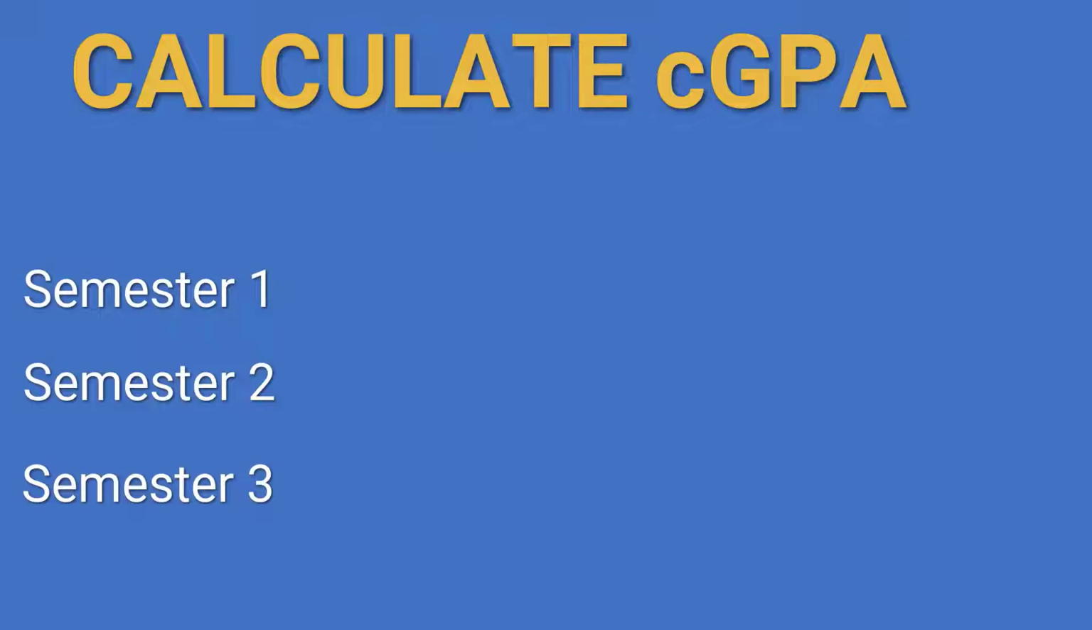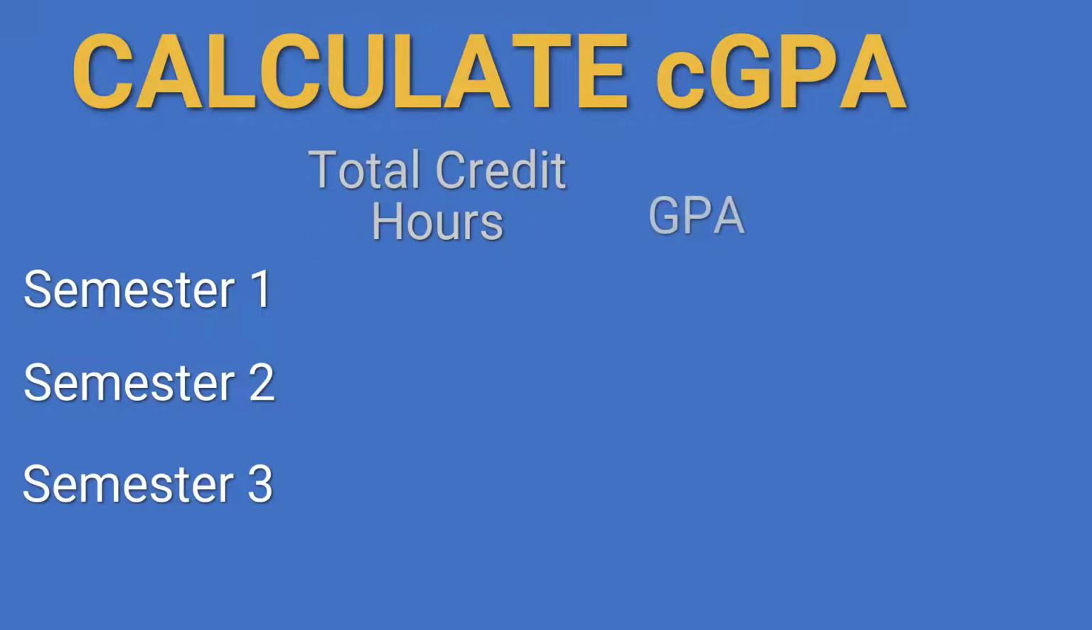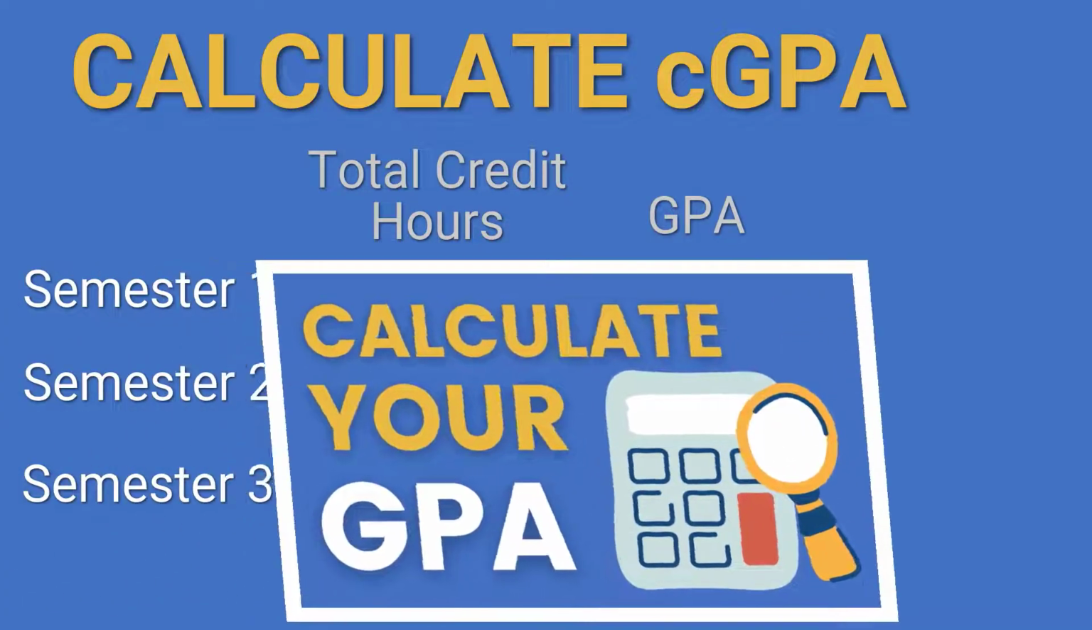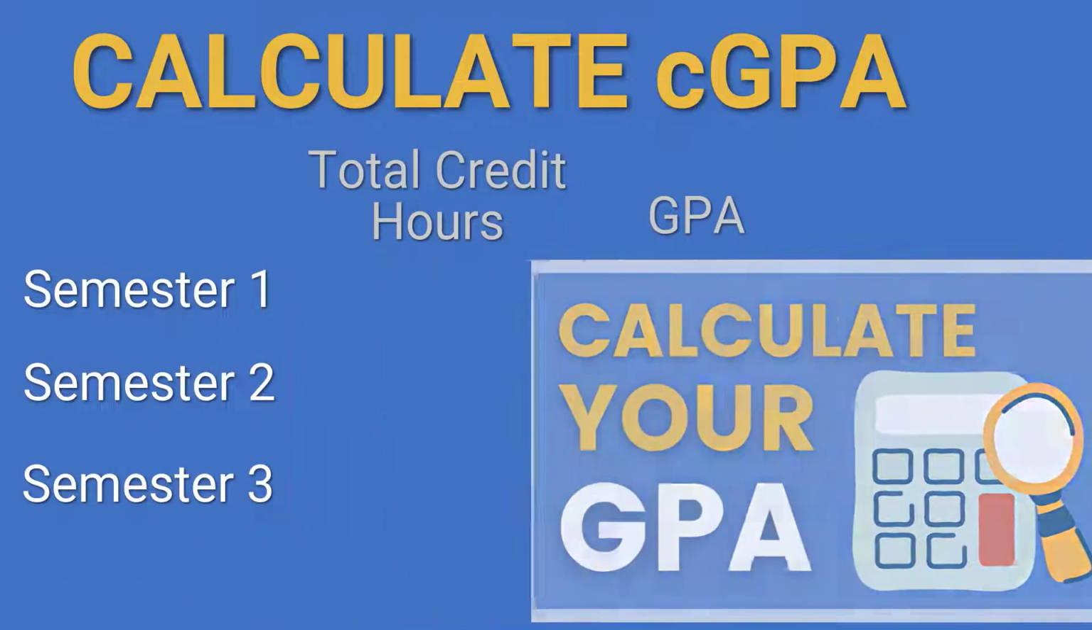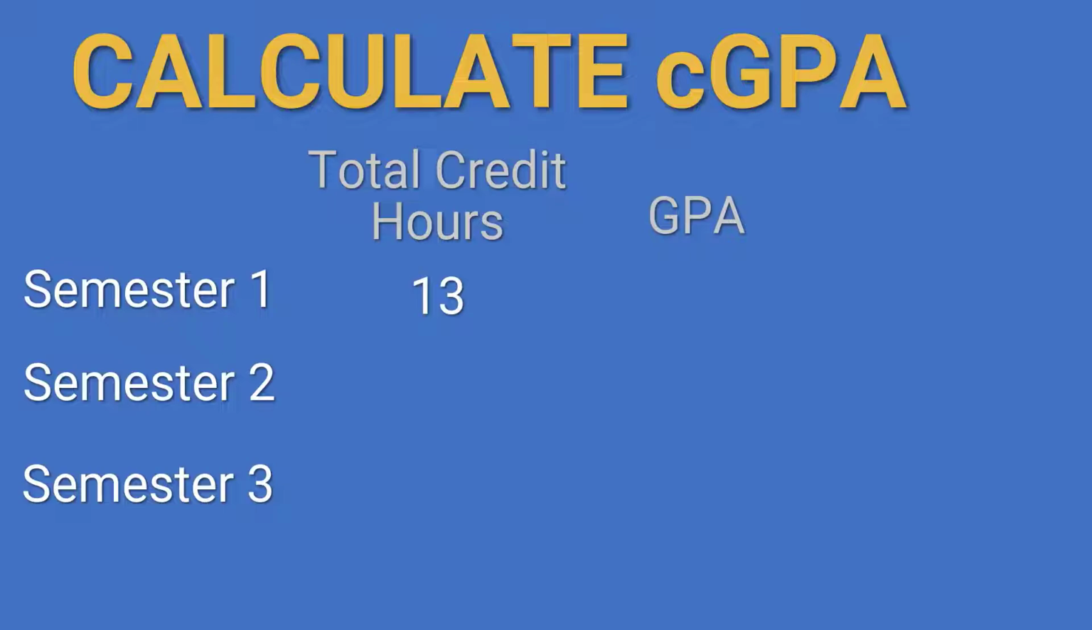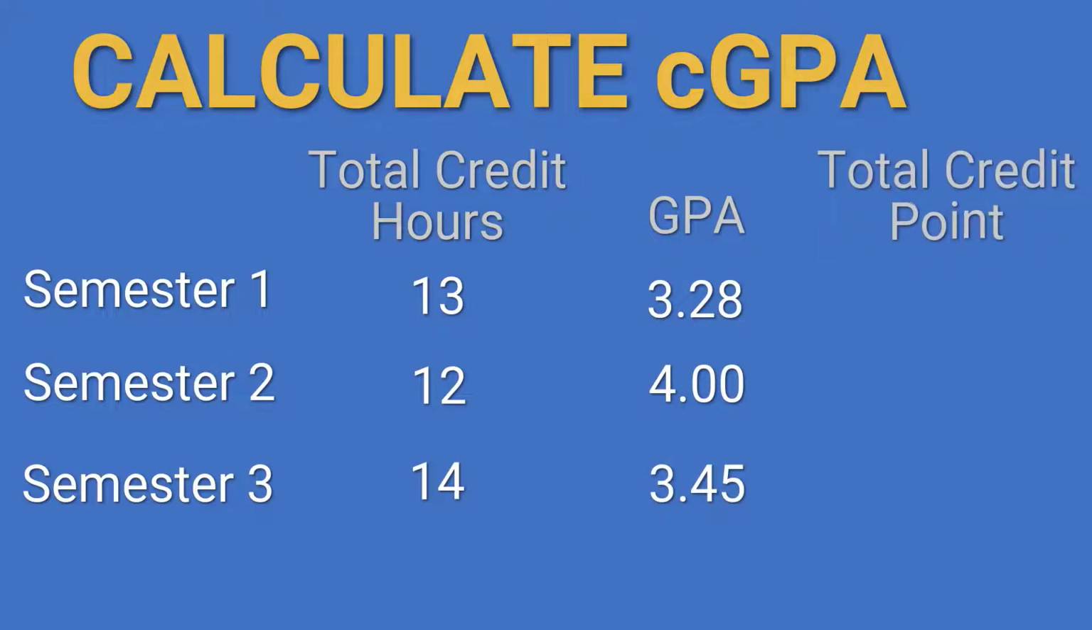Let's say this is your third semester. You're gonna need the total credit hours and GPA for each semester. Here's a video on GPA if you need help with that. Let's say you took 13 credit hours in semester 1 and your GPA was 3.28. Semester 2 was much better, 12 credit with GPA 4.0. Semester 3, 14 credit with GPA 3.45.